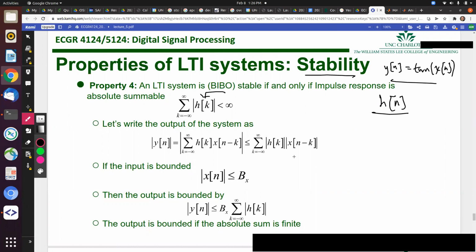Even if you look at a system and say, I don't know how to tell if that system is stable, if you can get H of n out and then evaluate this property, that's another way to solve that problem. And the derivation down here is just to prove why that is true.